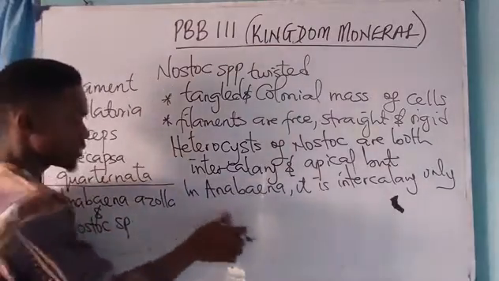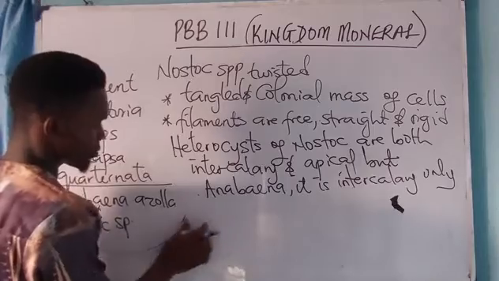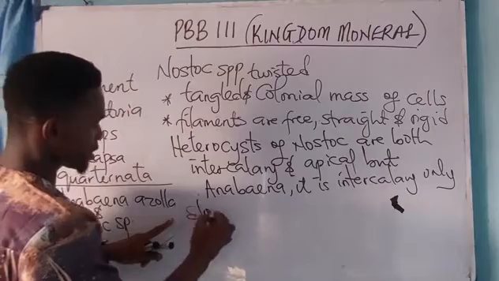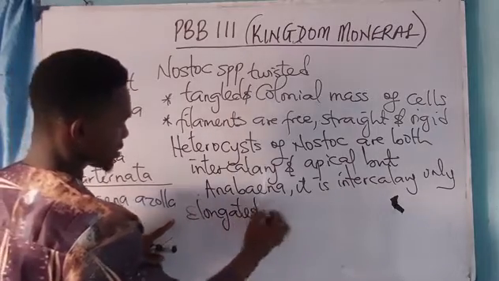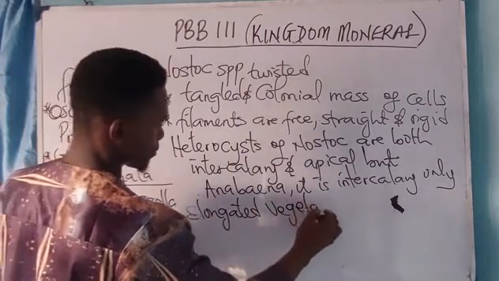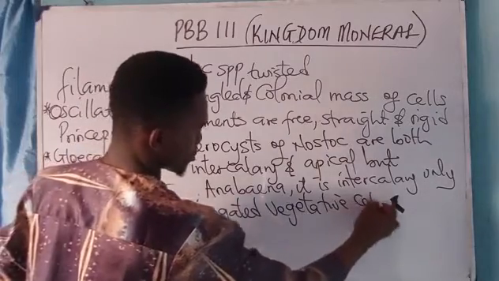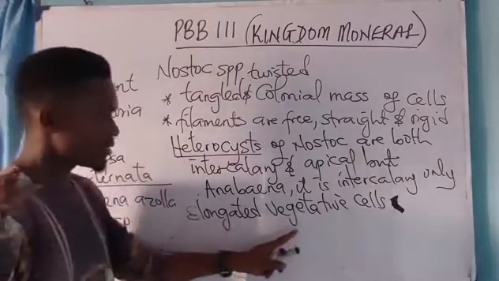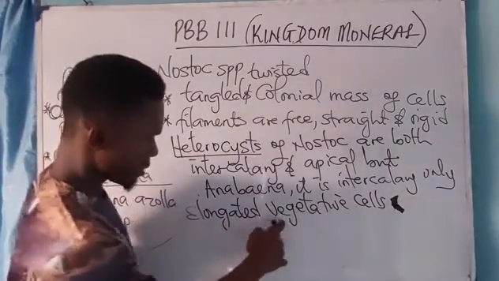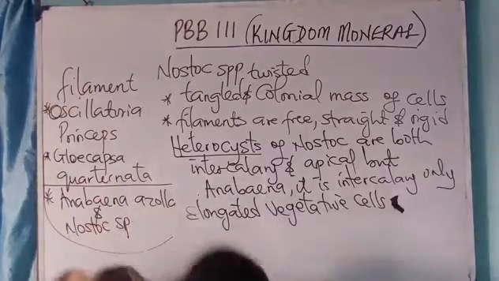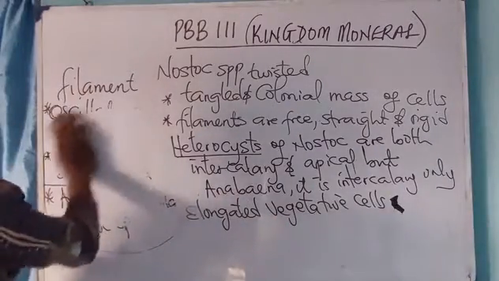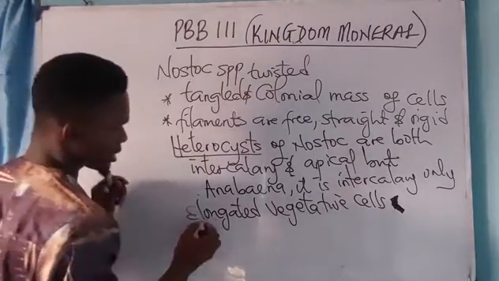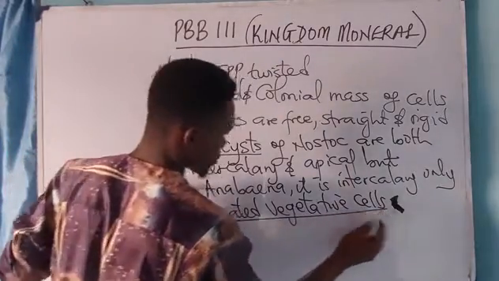Now your question may be, what is the meaning of heterocysts? Please take note, heterocysts are elongated vegetative cells. Now, what are the responsibilities of these heterocysts? I said that they are elongated vegetative cells.